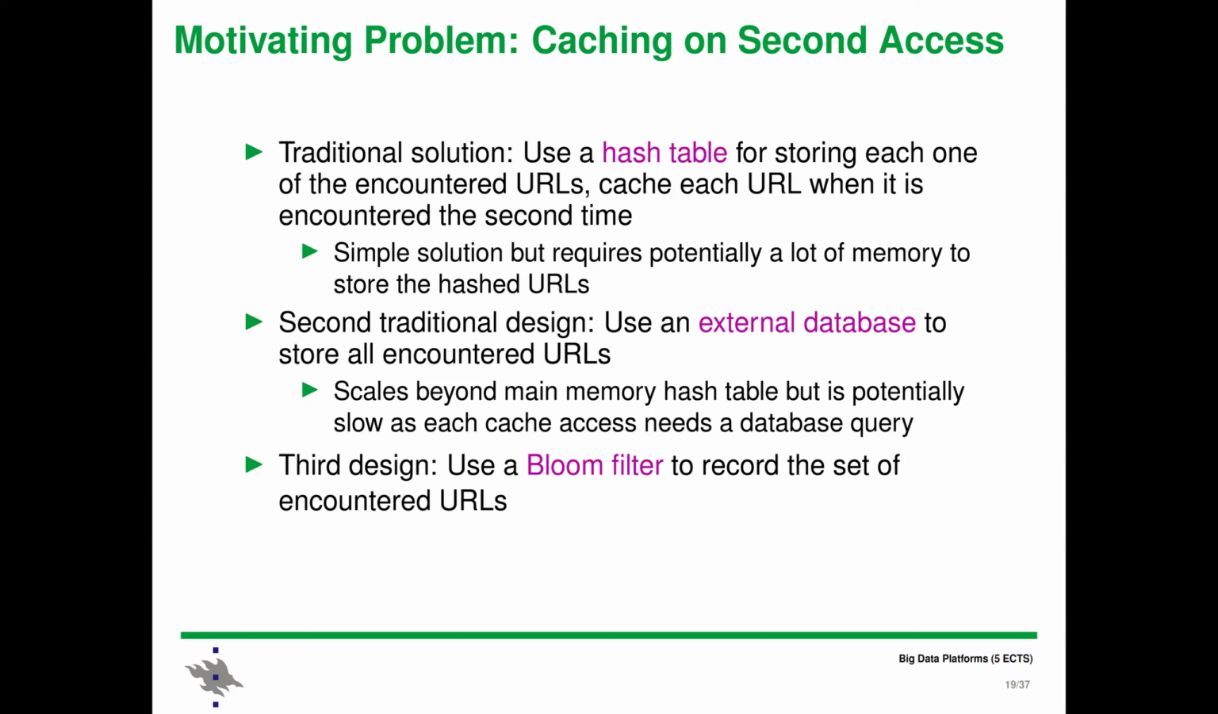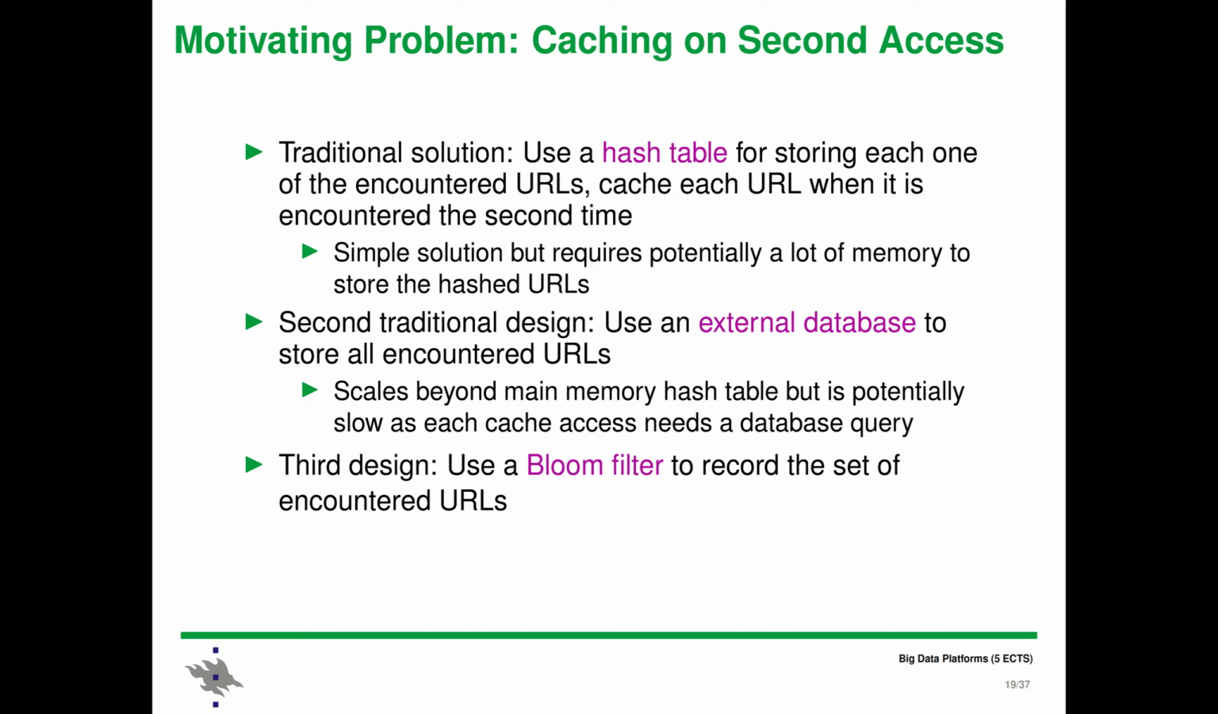A second traditional design could be to use some kind of an external database to store all the encountered URLs, which would scale beyond a main memory hash table, but is potentially slow as each cache access needs to do a database query. So in practice, this is never done. Caching needs to be super quick, and you don't want to wait for this database query to be done.